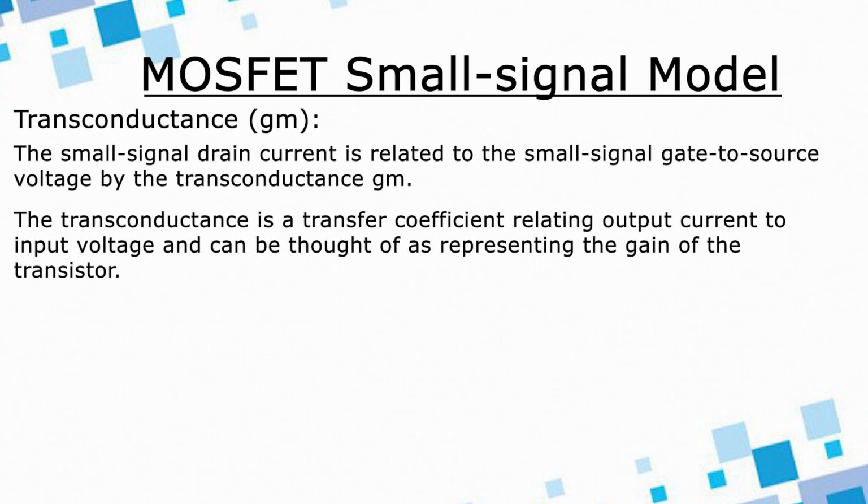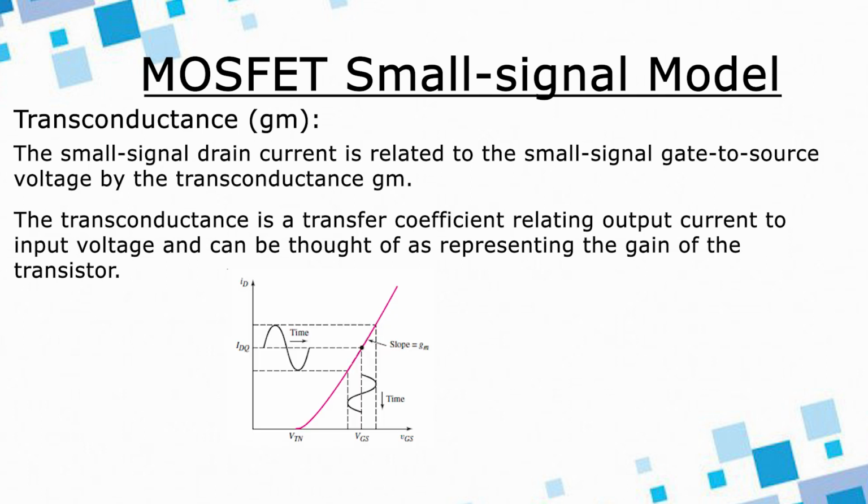of the transistor. This curve shows the drain current versus gate to source voltage characteristic with superimposed sinusoidal signal. Here the slope of the curve shows the transconductance, and in this curve the AC signal is superimposed on the drain current and gate voltage characteristics. VTN here represents the threshold voltage.